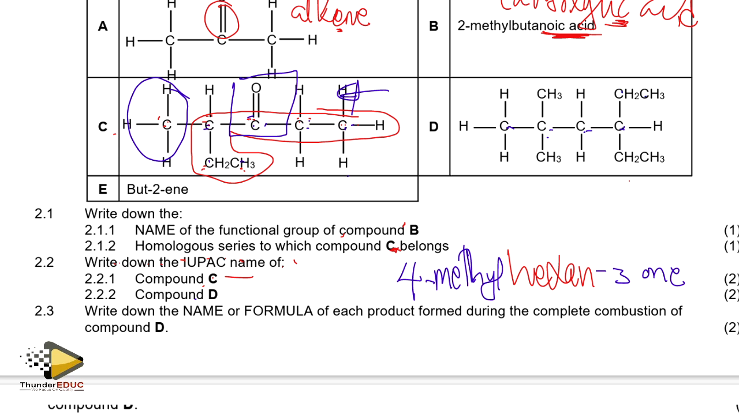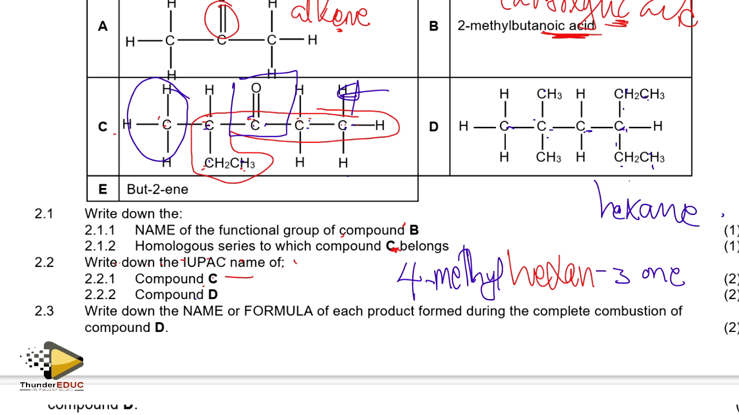1, 2, 3, 4, 5, 6. So basically, the longest chain has 6 carbons, isn't it? Six is hex, but because of the single bonds, it becomes hexane.